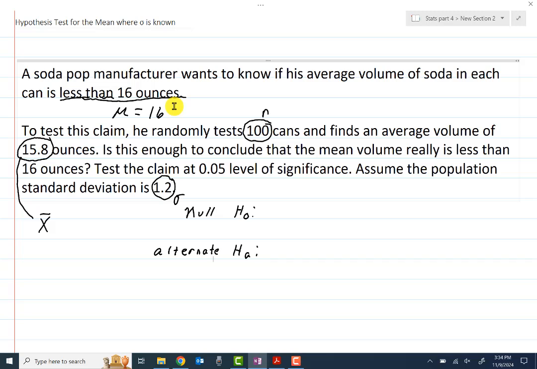So in the second line I put mu is less than 16, and that's called the claim. The opposite is true for H naught. Whatever you put in H sub A, you need to put the opposite in H sub 0. It needs to be a contrary statement. So the opposite of a less than symbol is a greater than or equal to symbol.